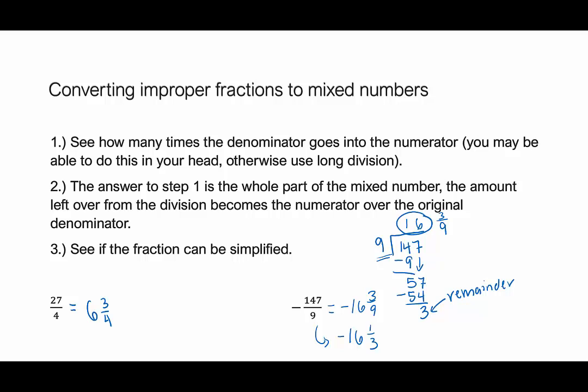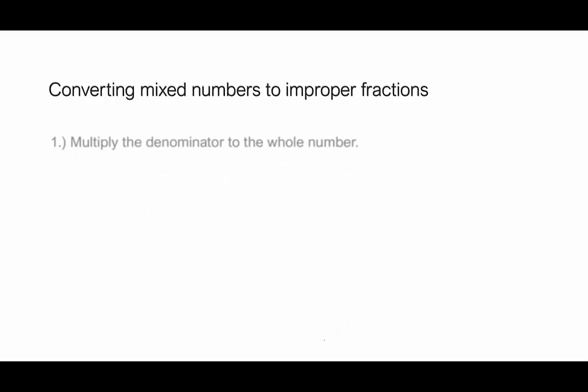And the fact that I could simplify the mixed number meant I could have simplified the improper fraction to start out. So I could have simplified first and then converted, but I found it easier to actually, since I couldn't do the math in my head, I'll just worry about that later.